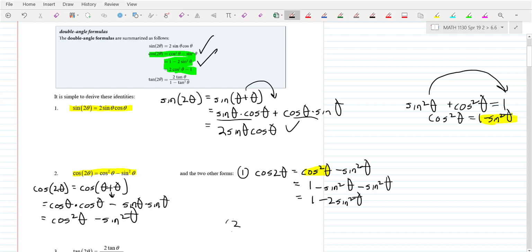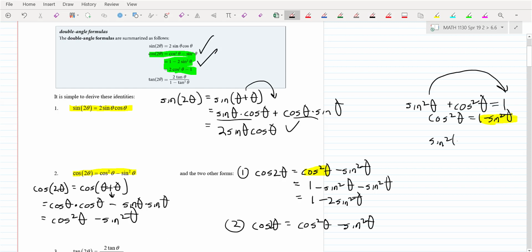The second thing you can do is you can go like this. So if you have the cosine of 2 theta, again, I'm going to start with cosine squared theta minus sine squared theta. Okay, well, I can also rearrange this identity this way.